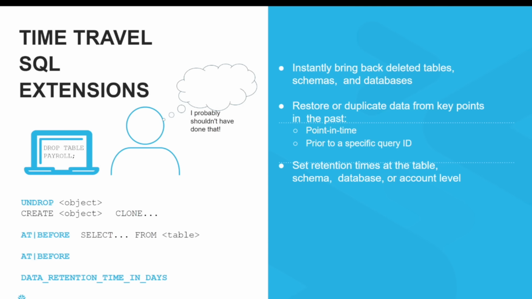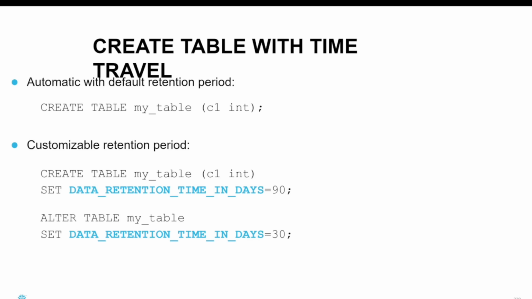Now, time travel can be applicable for all the different objects we have in Snowflake, such as tables, schemas, databases, or at the account level also you can set the retention, right? You can set the retention at a specific object, or you can set the retention at an account level of Snowflake, where every object in that particular account is going to have the same retention, right?